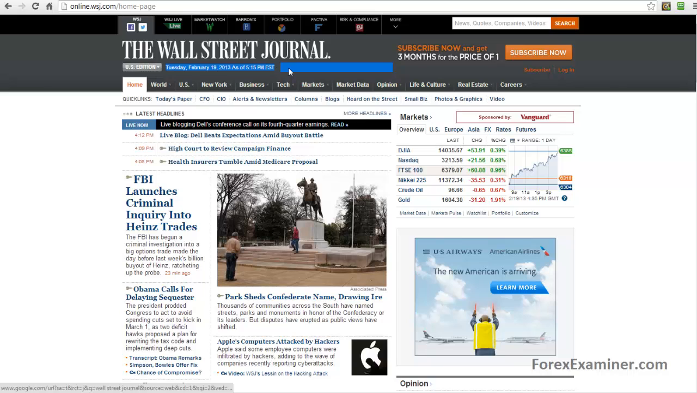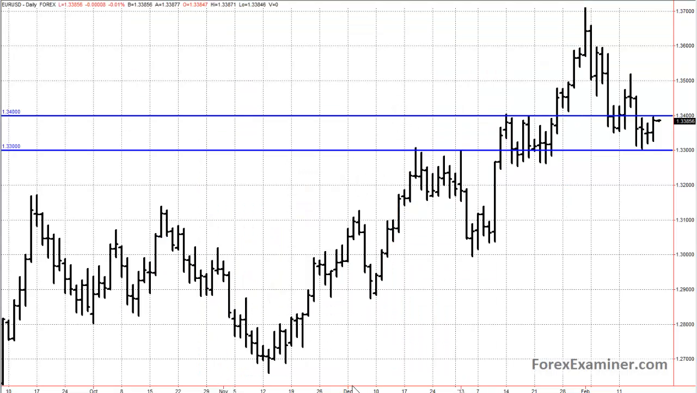What we're going to do now is pop over into a chart and look at a live trade example. All right, here we are in our Euro US dollar chart, and it's a daily chart. And what I've done is I've drawn a couple of horizontal lines at just a couple of standard levels here, 1.33 on the bottom end and 1.34 on the top end.